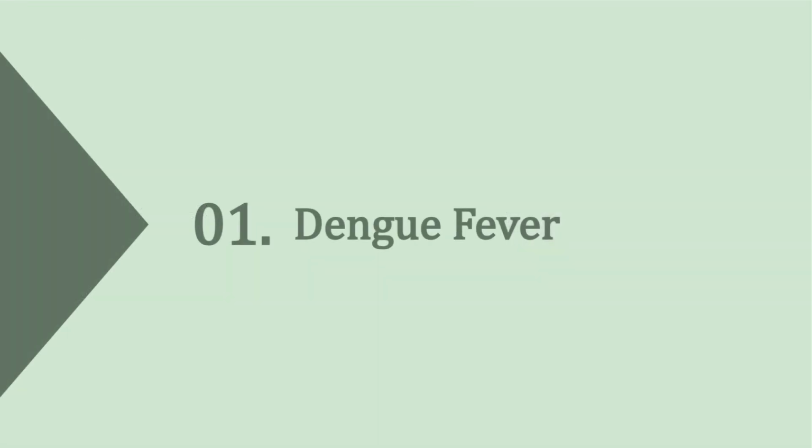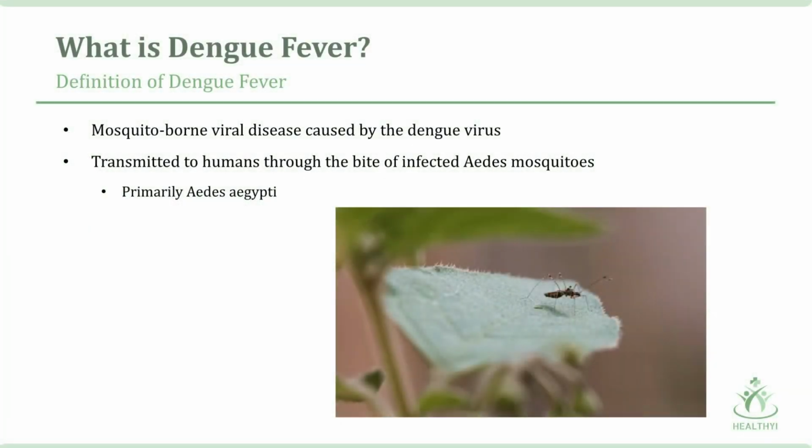First, we'll talk about dengue fever. So what is dengue fever? Dengue fever is a mosquito-borne viral disease caused by the dengue virus. It is usually transmitted to humans through the bite of infected Aedes mosquitoes, primarily by Aedes aegypti, also called the yellow fever mosquito.